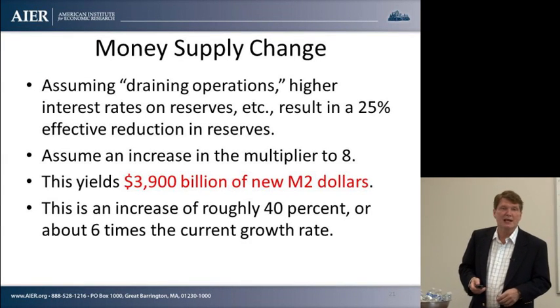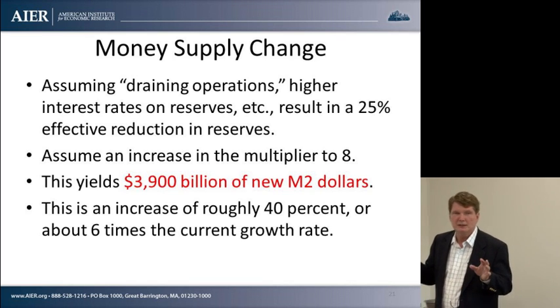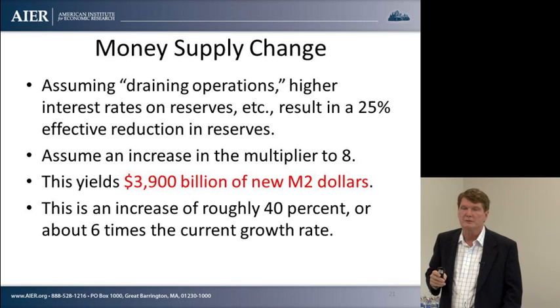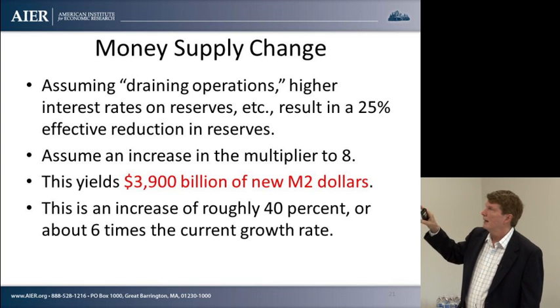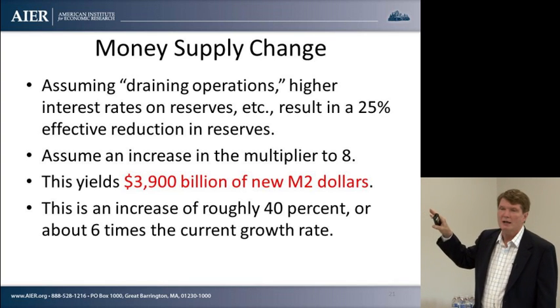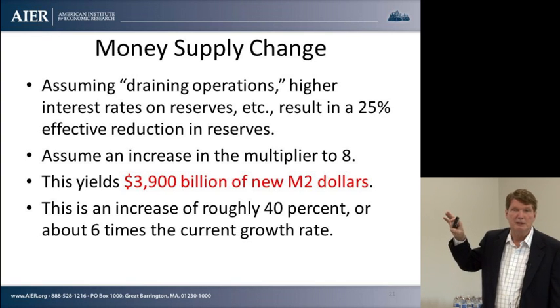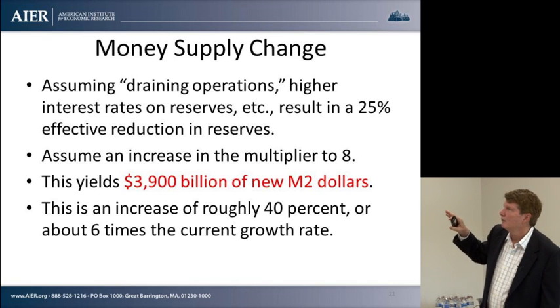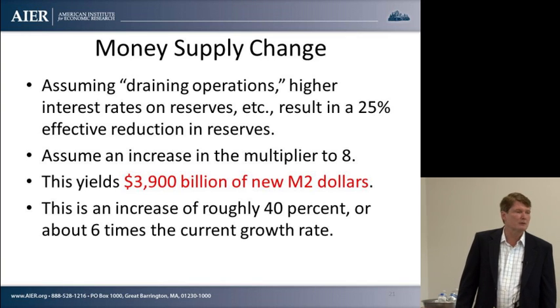Just as a little exercise to show you how you can play with this, if you assume that they were able to, and I'm just picking this number sort of out of the air, but if they were able to drain off 25% of the reserves and the multiplier went back to 8, you would still have almost $4 trillion in new M2 dollars hitting the street. Not the same day, I hope, but it's going to move out, which would be an increase of 40%, or about 6 times the current growth rate.